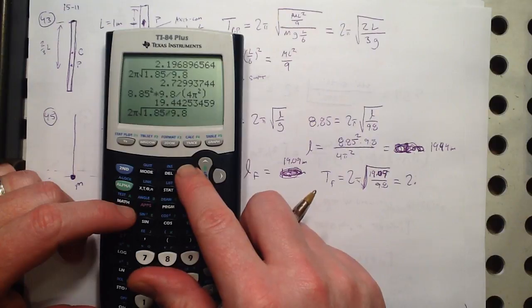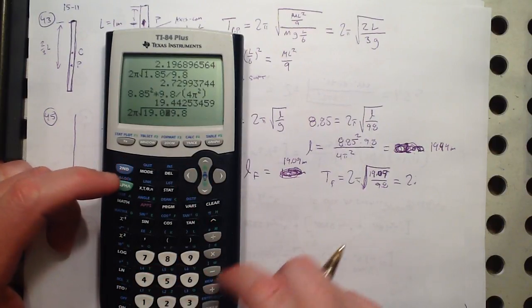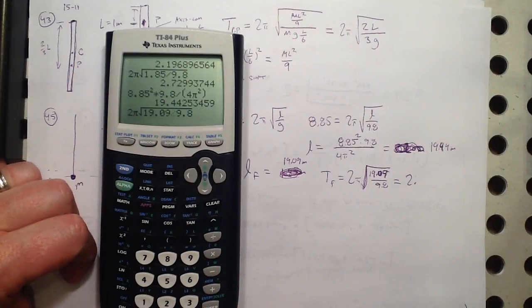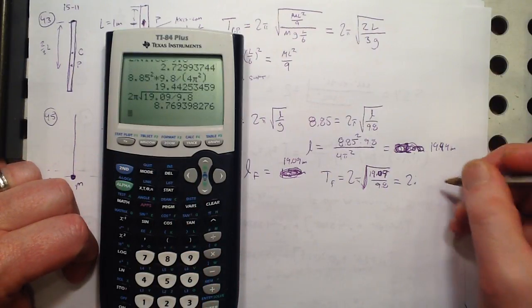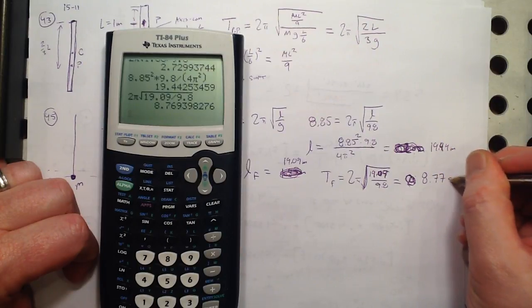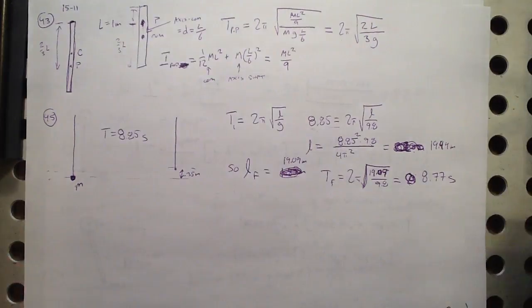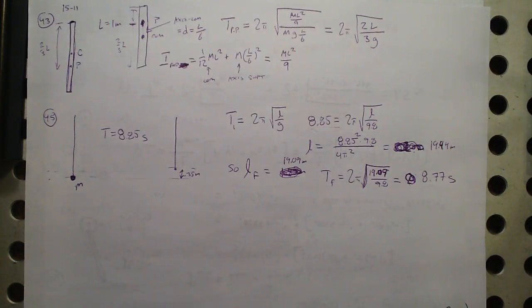So let's try that again with 19.09. That makes a whole lot more sense. 8.77 seconds. So the old period was 8.85, now it's going to be 8.77 seconds. Just check that real quick. Yep.